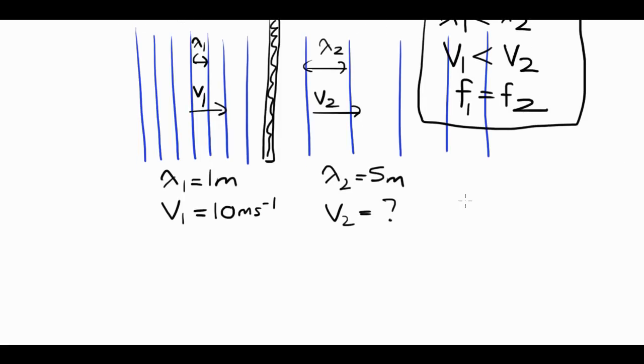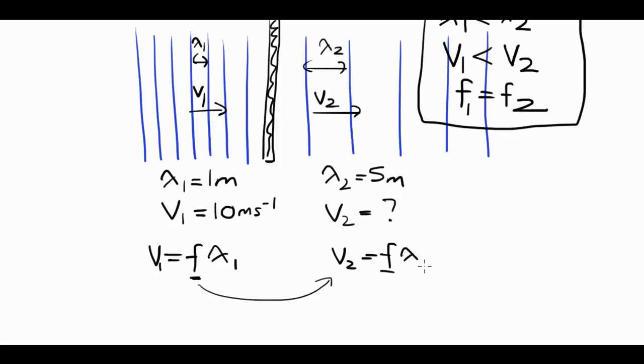Before we even start, we know that because it's going from shallow to deep, whatever we work out, the velocity in the deep region is going to be more than 10. So how can we work this out? Well, there's a couple of ways. What we could do is use the formula V equals F lambda, in this case V1 equals F lambda 1, to work out the frequency. Once we know the frequency, because we know that it's the same in both mediums, we could then use that frequency over here to work out what the unknown velocity was in the other region.